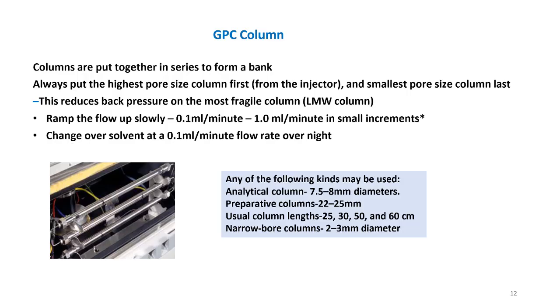So then again the GPC column looks like this. So these are the columns. These are put together in series to form a bank, and it always puts the highest pore size first, from the injector, and the smallest pore size last. So this reduces the back pressure on the most fragile column.